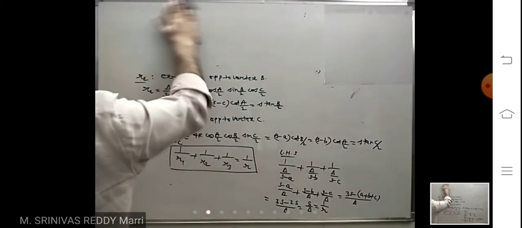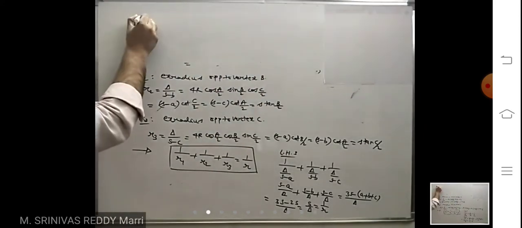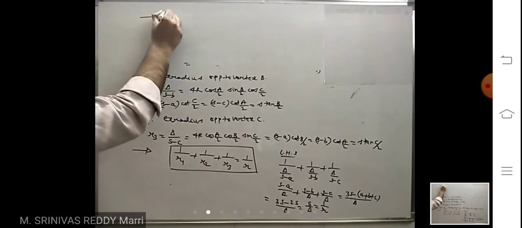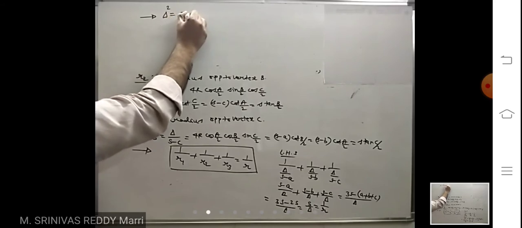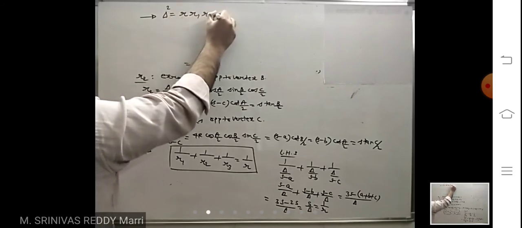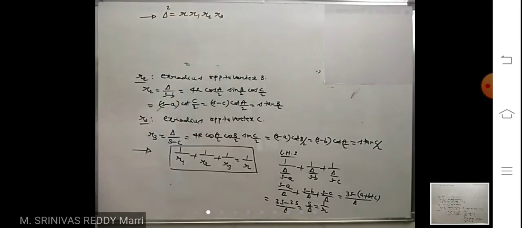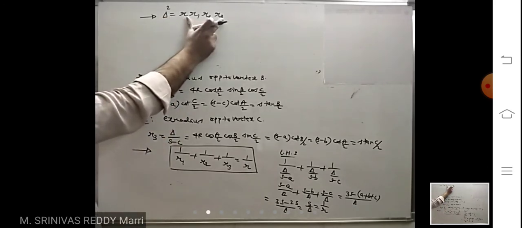Look at the next result. Delta square is nothing but R, R1, R2, R3. Look at this result: R into R1. That means this is the inradius, and these three are the exradii.